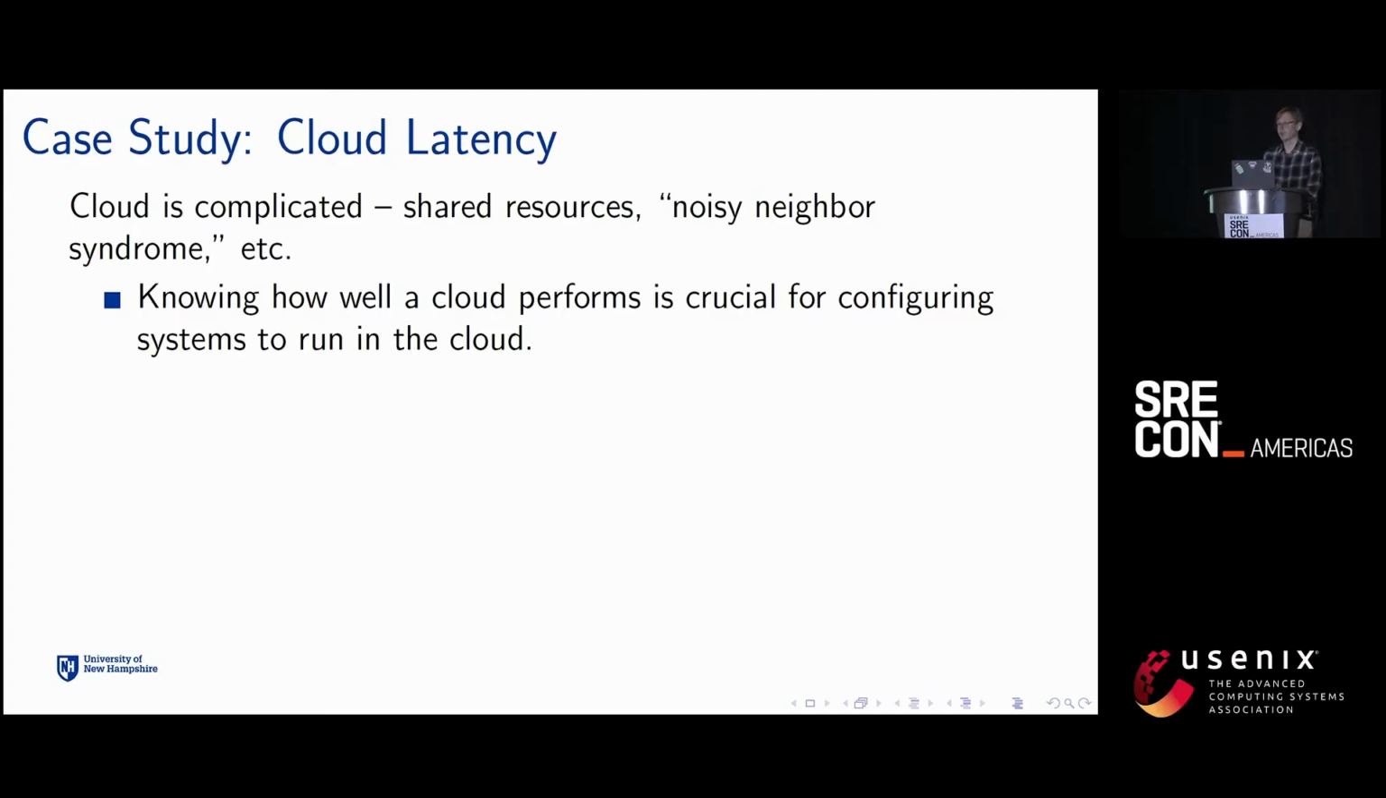in one of my classes last year, my students studied cloud latency, essentially the latency of some applications interacting in the cloud. Right? So cloud is a very big and very important environment, right? There are so many dimensions to learn about, right? It's all about shared resources, noisy neighbor syndrome, et cetera, et cetera. Knowing how well a cloud performs is crucial for configuring systems that run in a cloud.